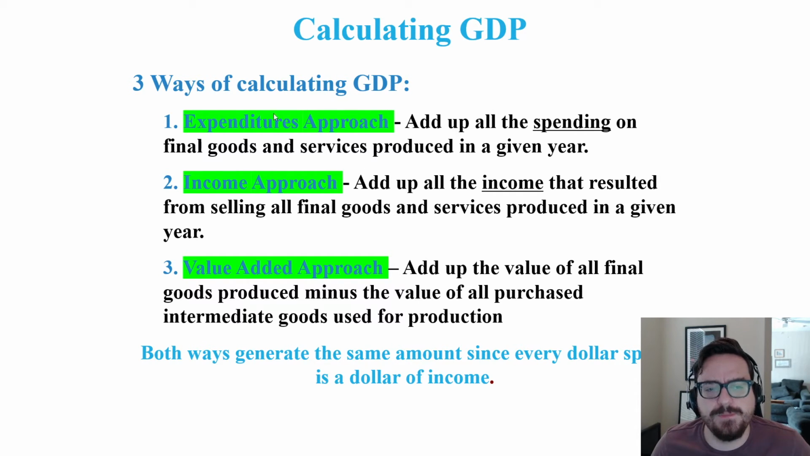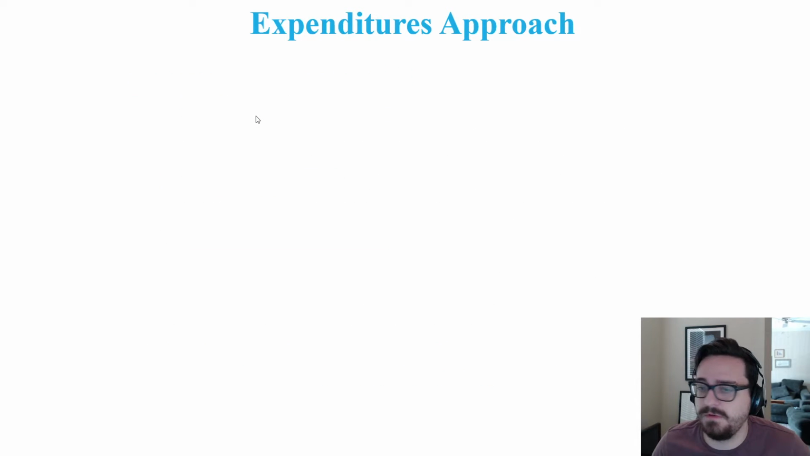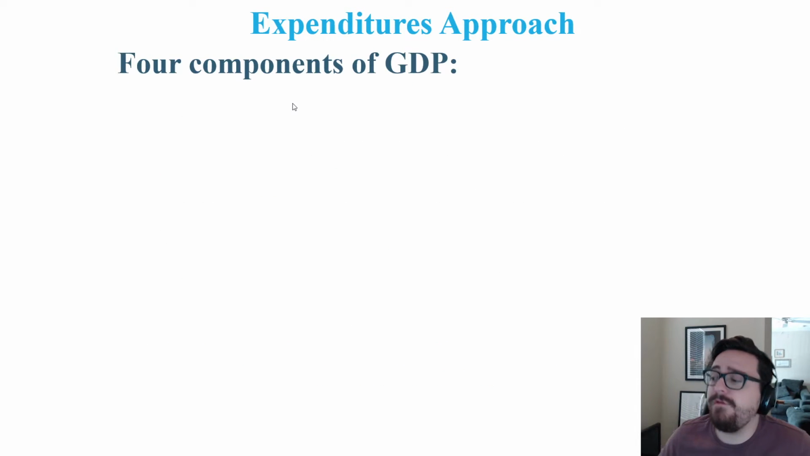So I will focus almost exclusively on the expenditures approach in this unit for the most part because it's what they focus on in the AP exam and it's, in my opinion, the easiest. So I like using it the most. So for the expenditures approach, what you do is you take the 4 components of GDP and you add them all together.